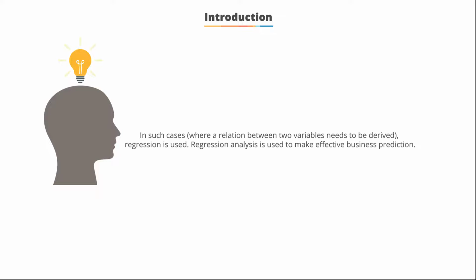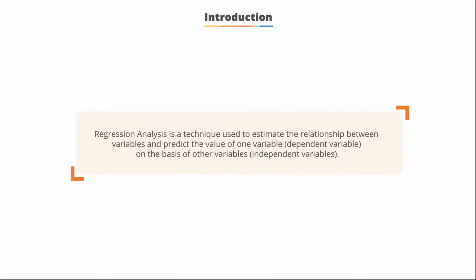So in such a case where a relation between two variables needs to be derived, regression is used. So regression analysis is used to make effective business predictions. Now what is regression analysis? Regression analysis is a technique used to estimate the relationship between variables and predict the value of one variable, the dependent variable, on the basis of other variables, the independent variable.